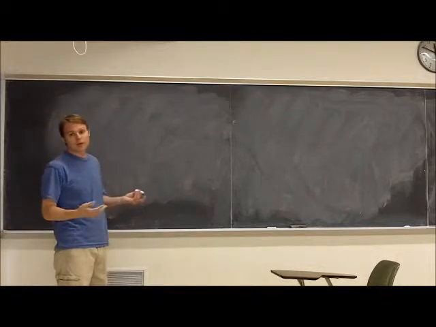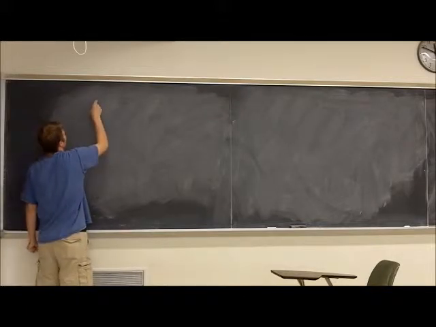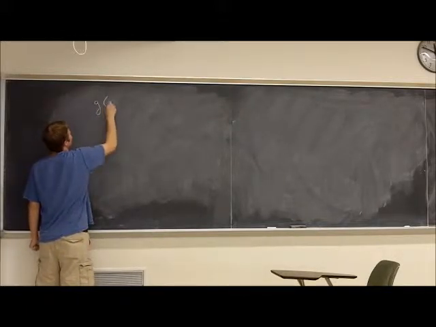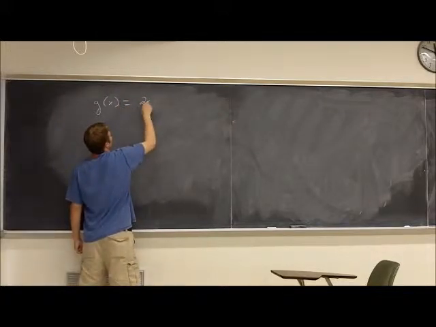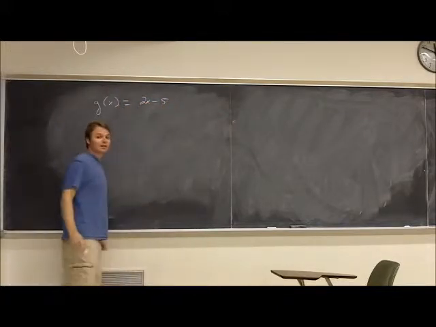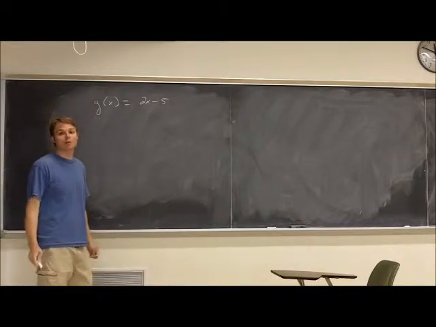Let's do a few more examples of how we would evaluate some functions. So let's start off with maybe something like this. g of x is equal to 2x minus 5. Now notice here I wrote g of x instead of f of x. It doesn't matter, it's very arbitrary which letter we use.